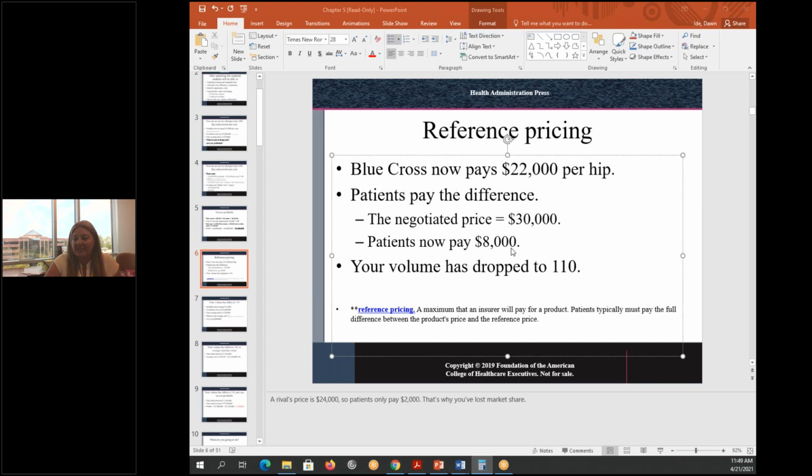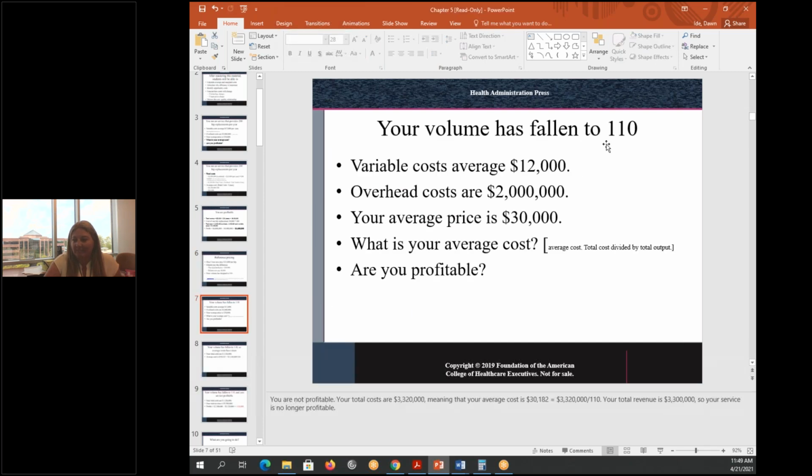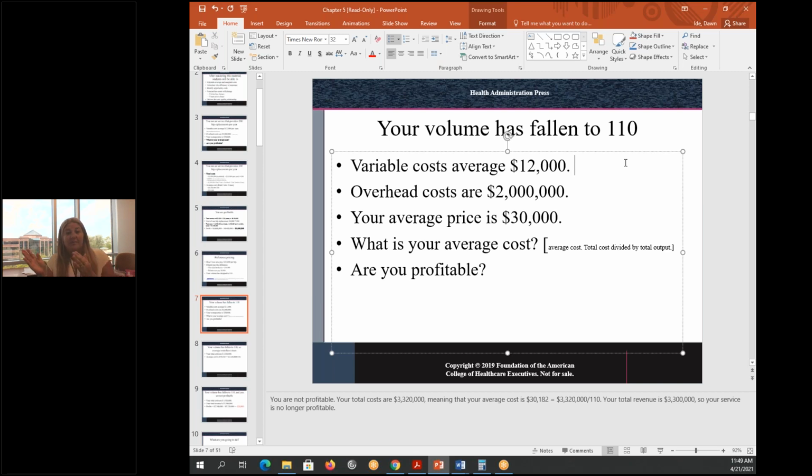So patients now pay $8,000, and it's just the difference between what the facility wants and what the insurance company will actually pay them. And then it says our volume has dropped to 110. 110 meaning instead of 200 cases, now we have 110 cases. Okay, that's all that means, volume. And really we can call it patients, right? So instead of doing 200 hips in the year, now we're just going to do 110 hips in the year.